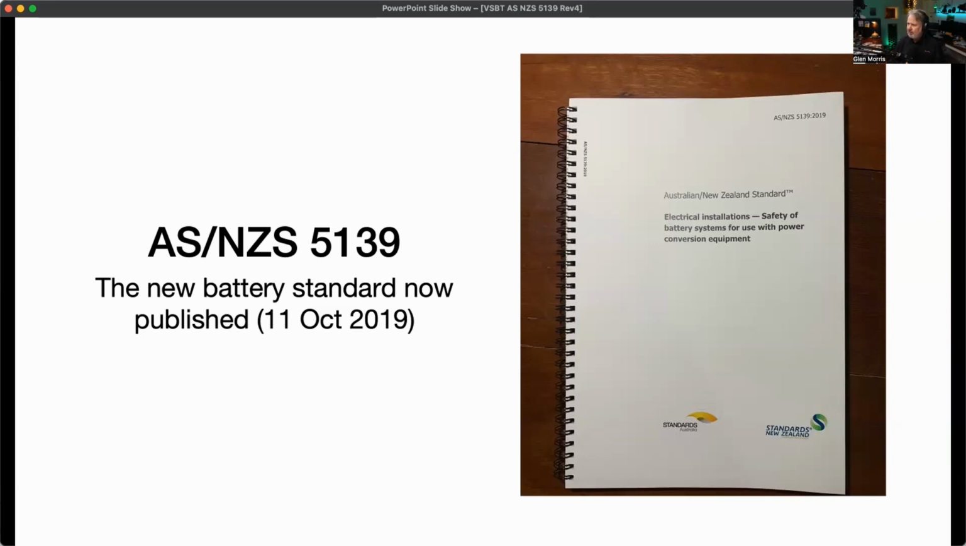And I see a couple of questions there from Jason and Raj. I'll come back to those because I'm just going to start talking about batteries. So the battery standard AS/NZS 5139 came out in October 2019. It's a joint standard with New Zealand, but New Zealand has a different way of enforcing joint standards or any standards. They have to be referenced in the New Zealand electricity regulations. So they actually have to update the national regulations for electricity. So it's a bit of a big deal. It doesn't happen very often.